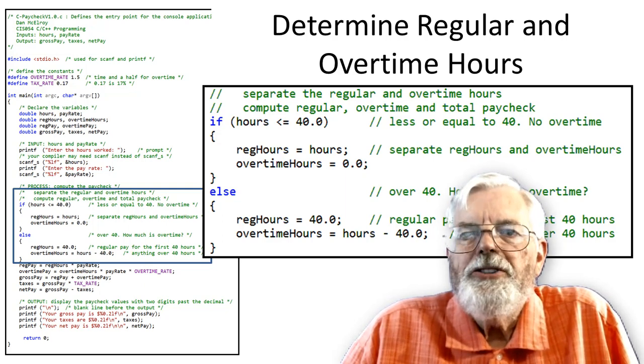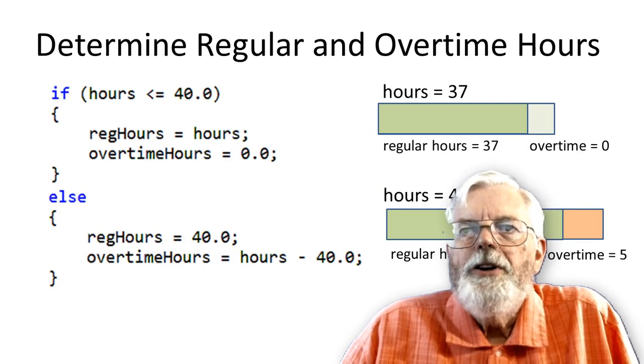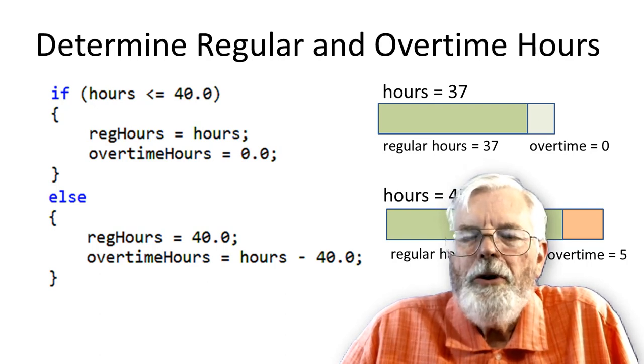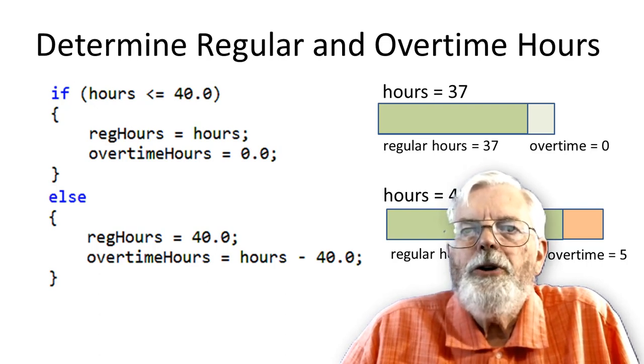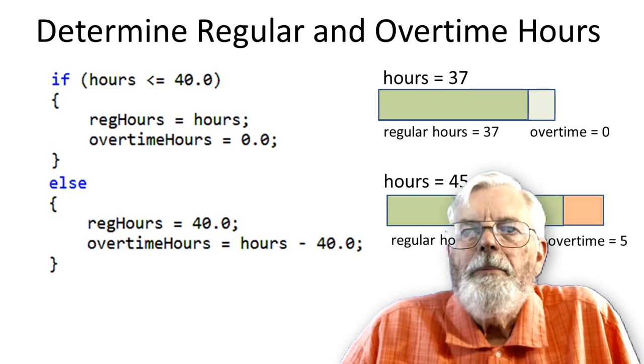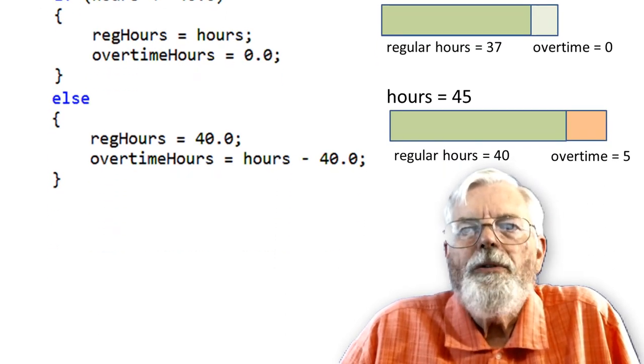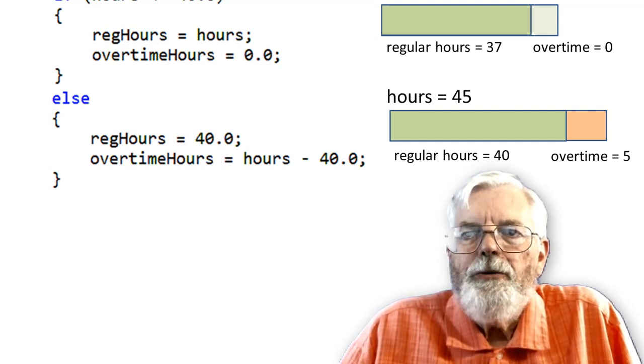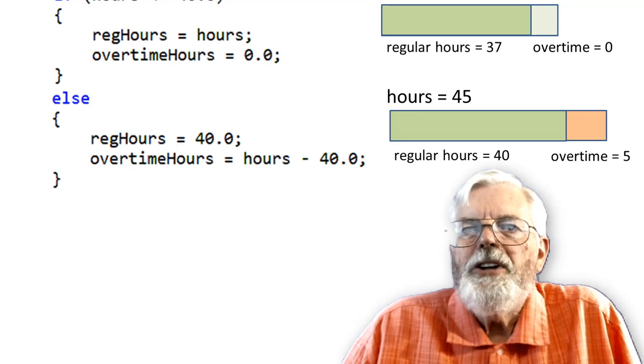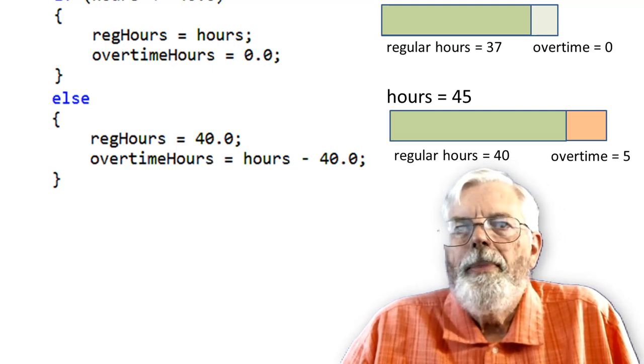The curly braces identify the begin and end of each block of code. If there is no overtime, just set the regular hours to the number of hours worked and the overtime to 0. If there is overtime, the first 40 hours get paid at the regular rate, but anything over 40 gets paid at time and a half. Set the regular hours to 40 and the overtime hours to anything over 40.